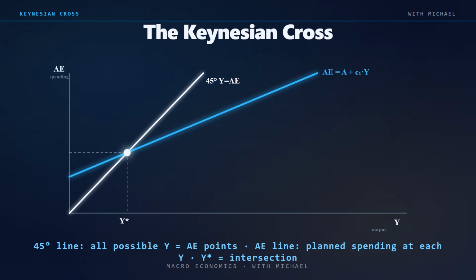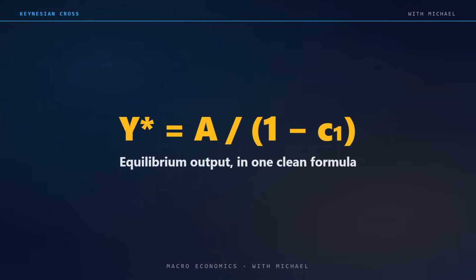The mathematics gives us a clean formula. At equilibrium, Y equals AE. So Y equals A plus C1 times Y. Rearranging, Y minus C1 Y equals A. So Y times 1 minus C1 equals A. And finally, Y star equals A divided by 1 minus C1. That fraction, 1 over 1 minus C1, is the multiplier, sometimes called the Keynesian multiplier or the autonomous expenditure multiplier.